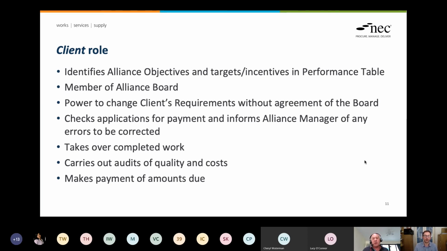So the client can change their requirements. You would think that, wouldn't you? This is my job, it's my money. If I decide I want this road dualling instead of single, that's my call, isn't it? I don't need to have agreements. I would like to change my requirements. So that's expected. Is it worth just having a chat around client requirements?